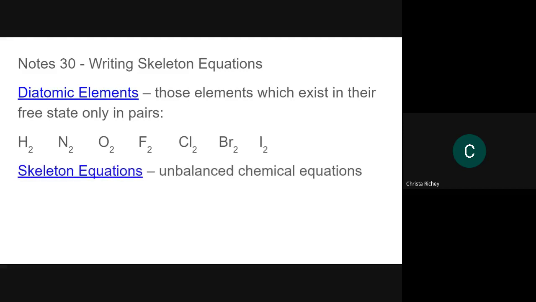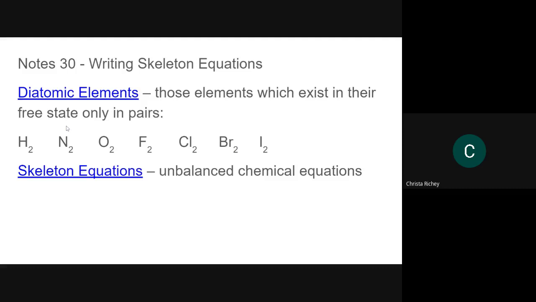A skeleton equation is putting the reactant or reactants on the left of the arrow. The arrow is the reaction itself, and then you put the product or products on the right, but it's not balanced. Skeleton equation, it is the bare bones of a chemical reaction. I just have to show you how to do it.